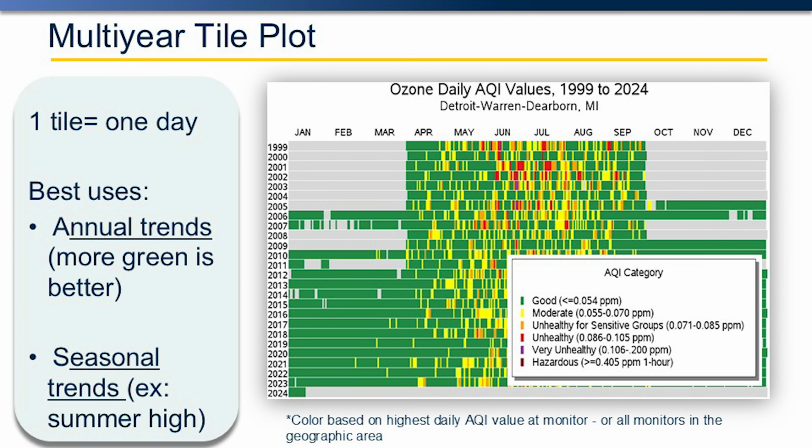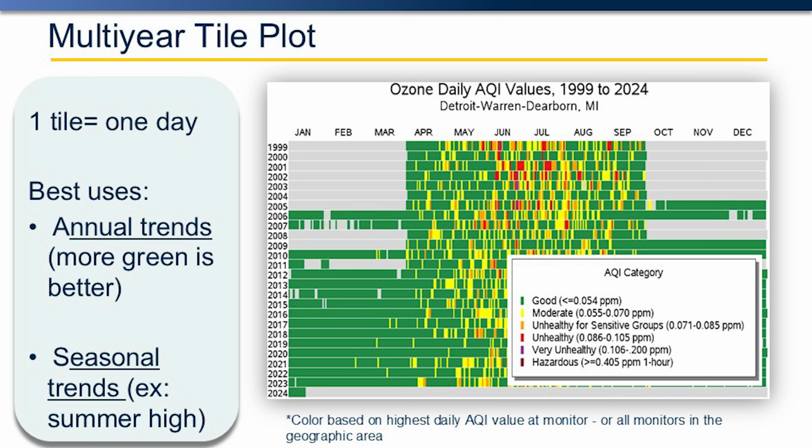Another data presentation format from EPA is a multi-year tile plot. This graph shows the daily air quality index levels for ozone for each day over the period 1999 to 2024, using data from the Detroit, Warren, Dearborn area. The vertical axis on the left side of the graph is showing the year. Overall, it shows 20 years of daily ozone data starting with the year 1999, January through December, all the way to the beginning of 2024.